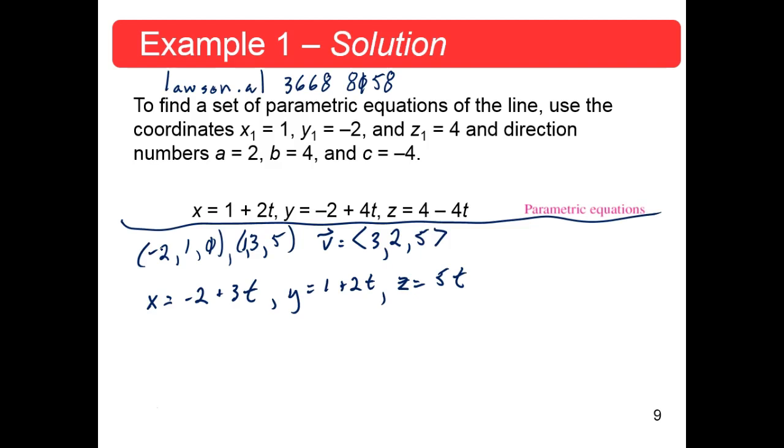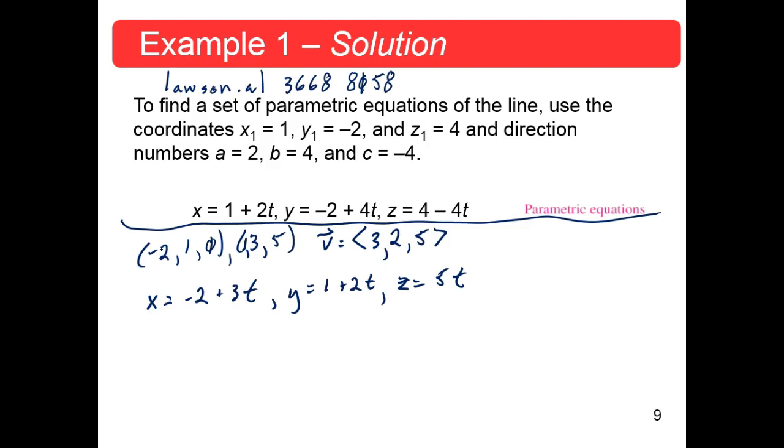How do you get to the next point? Well, put in a 1 for t, and you get 3 minus 2 is 1, 2 plus 1 is 3, and 5 times 1 is 5. Yep, both of those points are on there. These parametric equations work. That was just a check. You don't have to check it, but if you were doubtful, check and see, and they do work. All right, that's example 2.